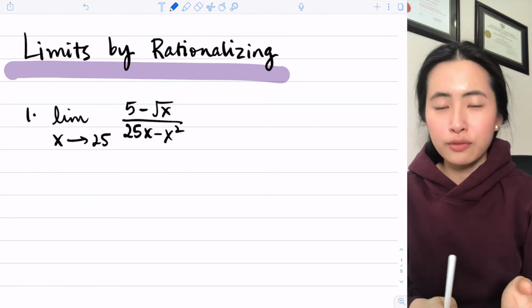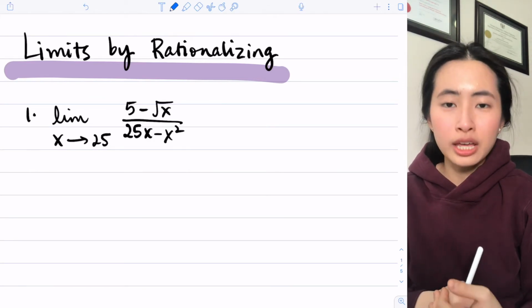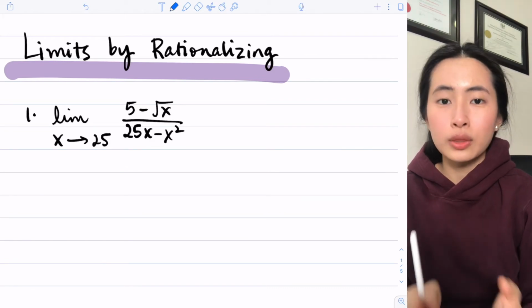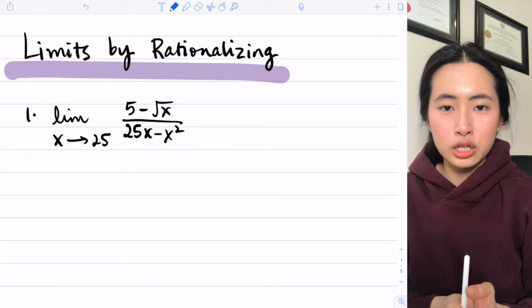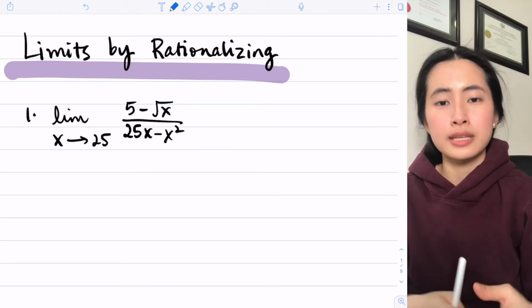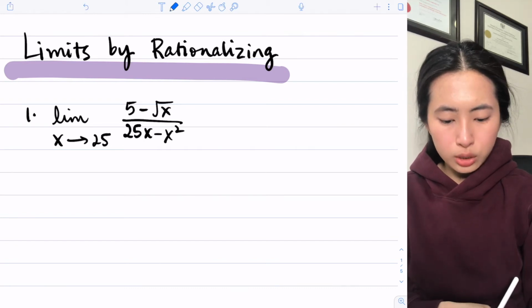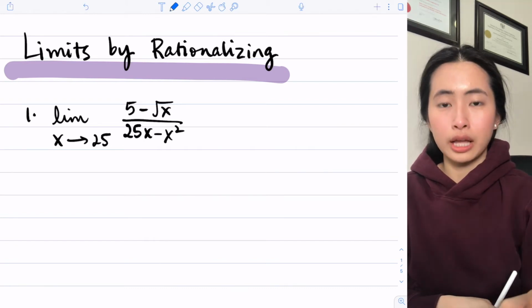In the previous classes, we've learned so far that factoring and rationalization are two techniques that we can apply to evaluate our limits. So in this class, we will solely focus on rationalization for us to eliminate indeterminate forms and then evaluate our limits.